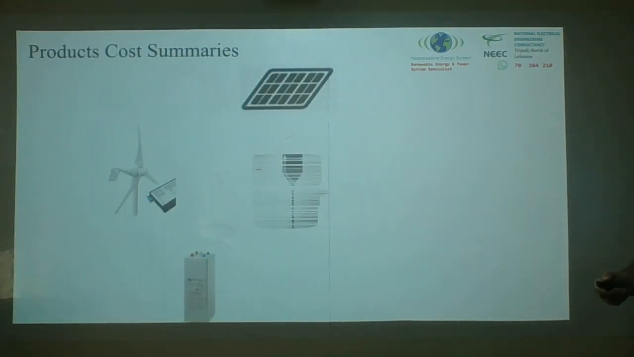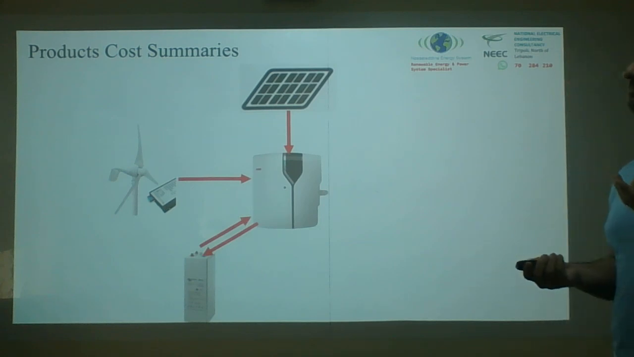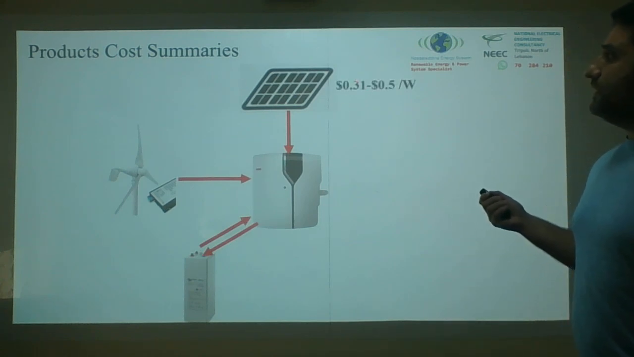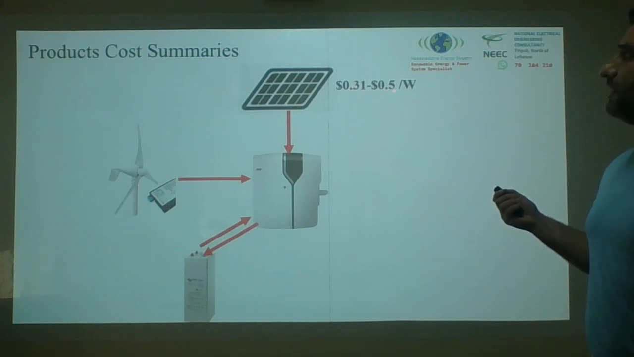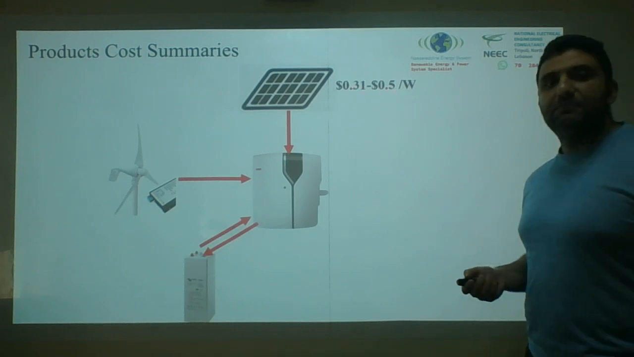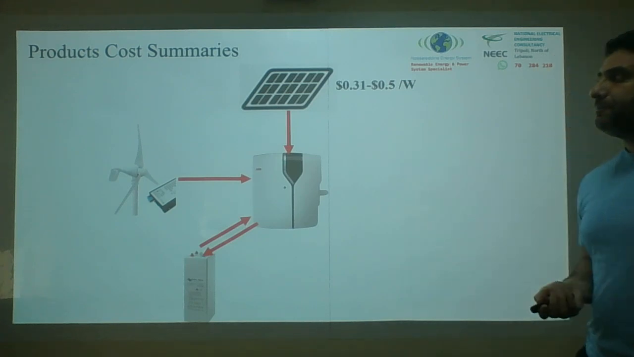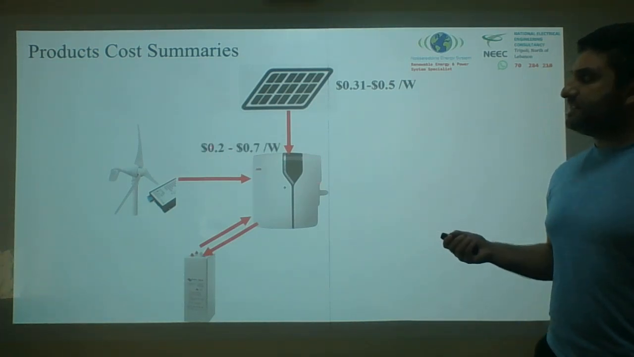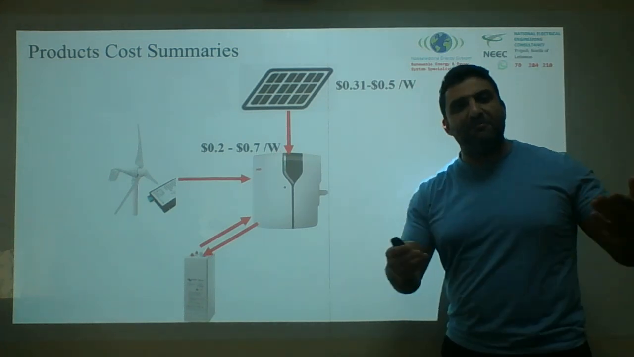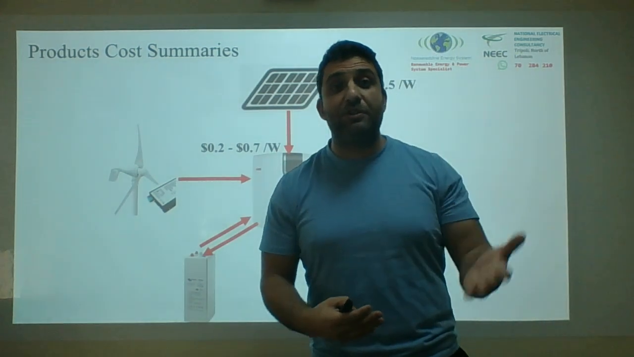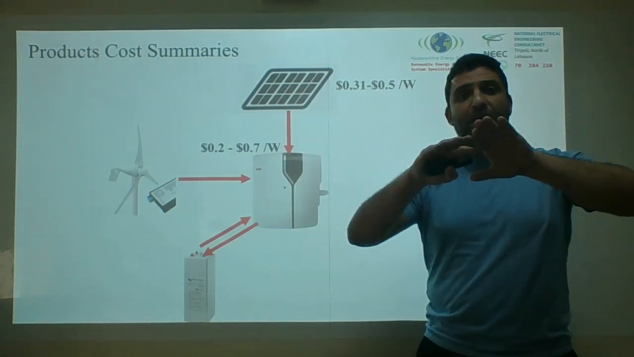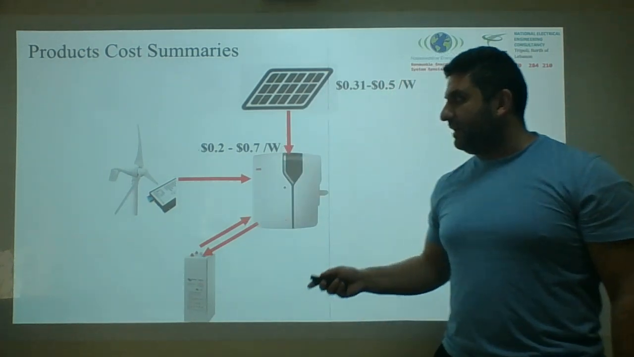The last section we are going to talk about is product cost. Currently, the solar panels cost between 31 cents to 50 cents per watt. Standard one. Your inverter could be between 20 cents to 70 cents per watt. Some inverters are very high tech and could be more expensive. Some panels could be a little bit more expensive. I'm talking here about a standardized system.